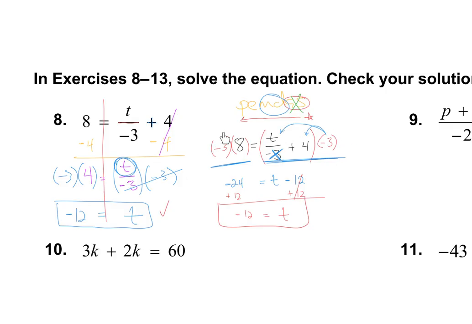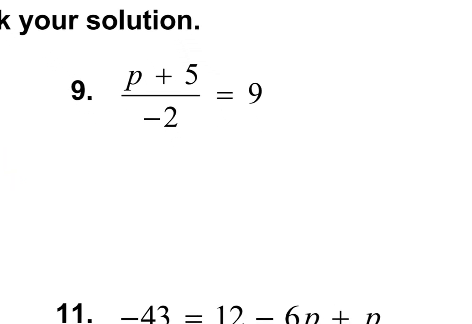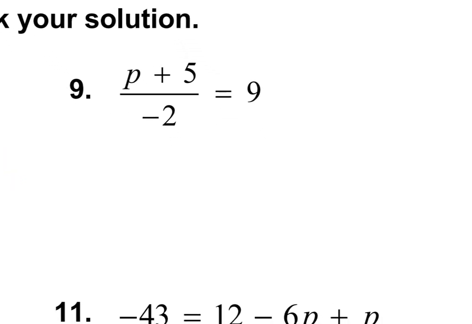Again, I would not do this normally, but I thought, you know what, let me go ahead and show you what you could have done. Okie dokie. So number 9, p plus 5 divided by negative 2 equals 9. Again, I'm going to write this over here just to remind you, hey, start here, do the opposite.